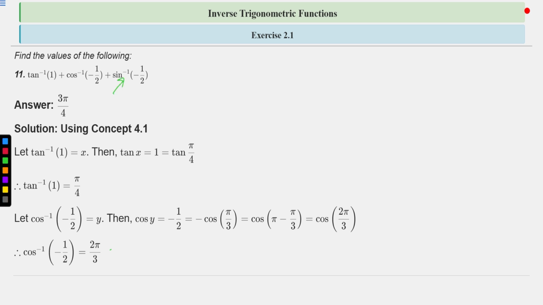Now let us find sin inverse minus 1 by 2. Right? Let us find sin inverse minus 1 by 2.